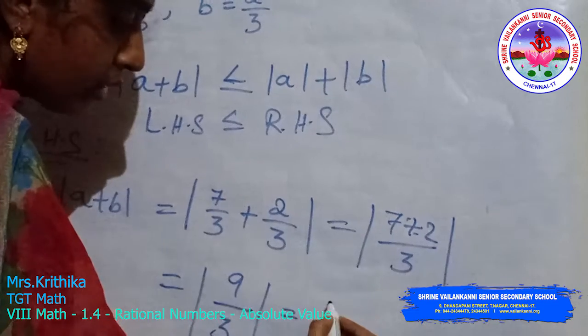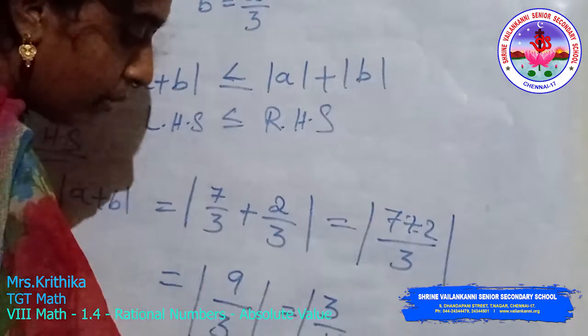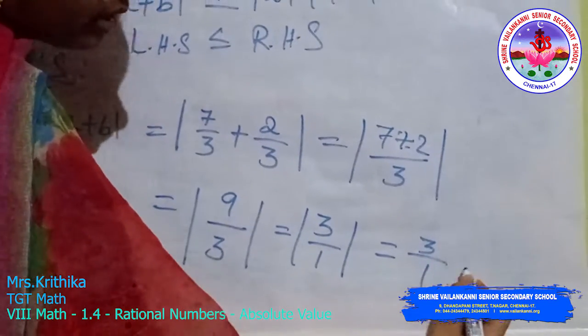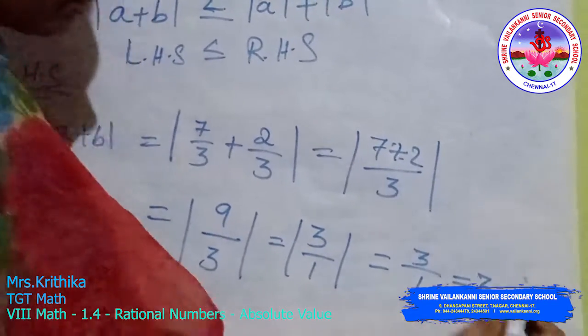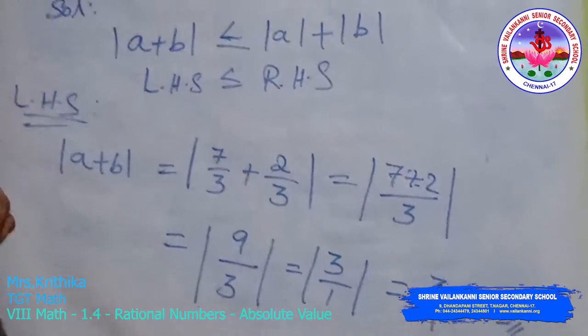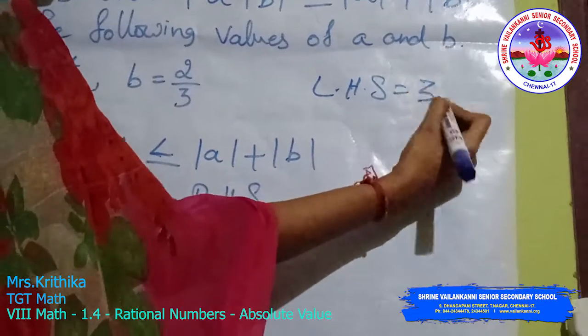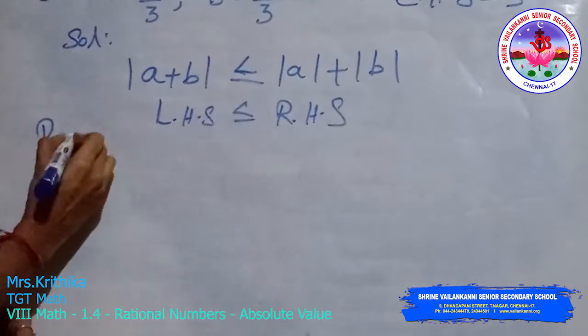Simplify it. Modulus of 9 by 3 is modulus of 3 by 1. Modulus of 3 by 1, the value is 3 by 1, equal to 3. LHS is equal to 3. Next, RHS.